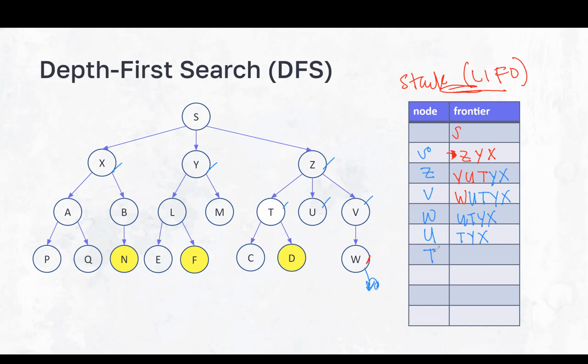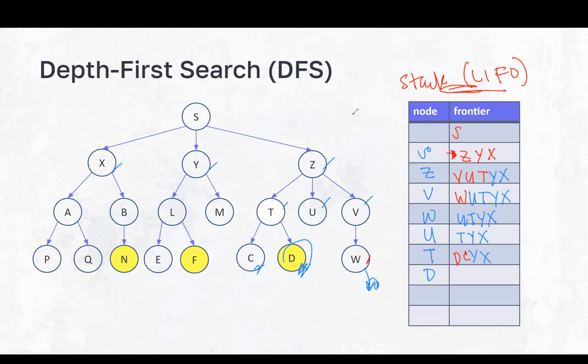So T is our next node, and T contains two children, C and D, so they should be inserted in our frontier. So before we insert C and D, we rewrite the remaining nodes, which is Y and X. And then let's insert C and D. So C will be inserted first, followed by D. So we're using left to right again. Then on the next step, we will be removing D. And since D is highlighted with yellow, we can say that this is our goal node. So we can now stop.